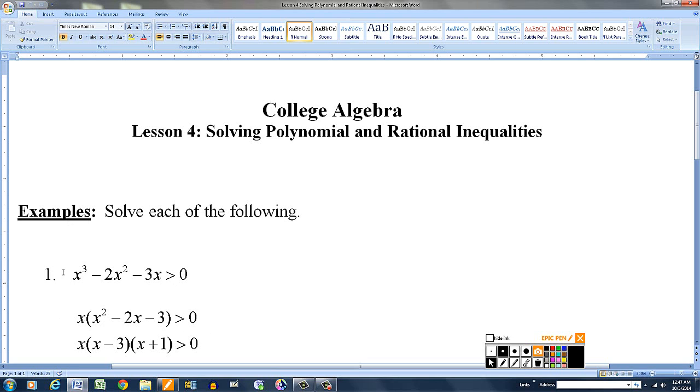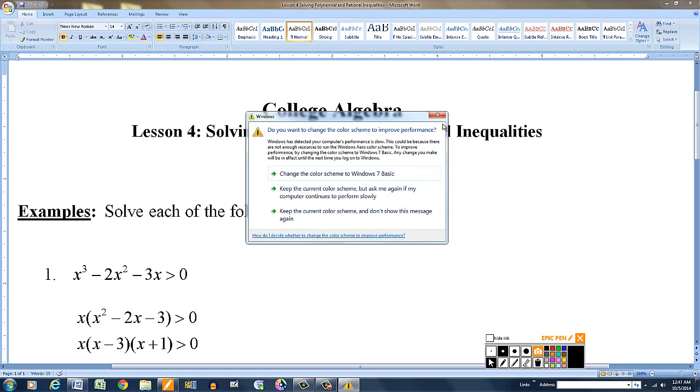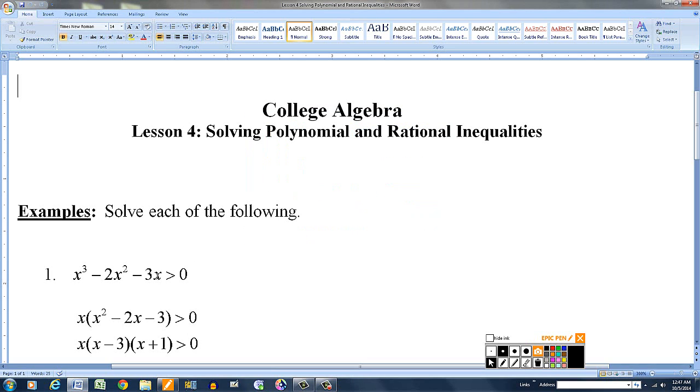So in this case, I have x cubed minus 2x squared minus 3x greater than 0. Now, if it happens that you have some terms on the right side and some terms on the left side, then all you have to do is just bring them all to one side. Change the signs when you bring your terms over. Remember, the direction of the inequality does not change. It only changes if you multiply both sides by a negative value.